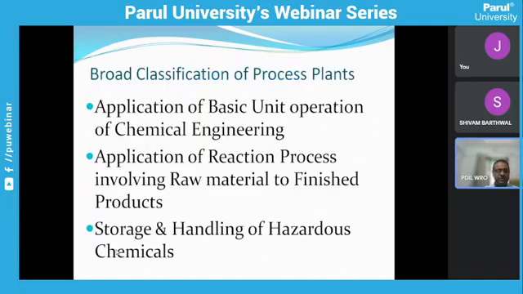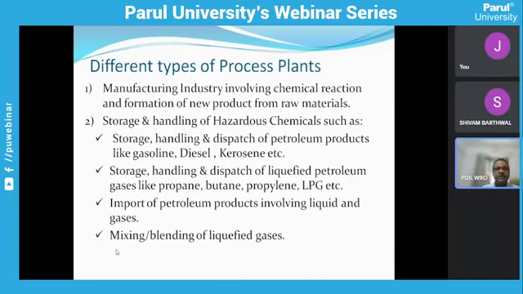The broad classification of process plants can be done in this way: application of basic unit operations of chemical engineering, application of reaction processes involving raw material to finished products, and storage and handling of hazardous chemicals, because these are the types of chemical plants which most of the time we have to work on, for designing, for operation, and for other aspects. Even during safety studies and process hazard analysis, we have to deal with this kind of chemical process. Different types of process plants also include manufacturing industry involving chemical reaction and formation of new product from raw materials.